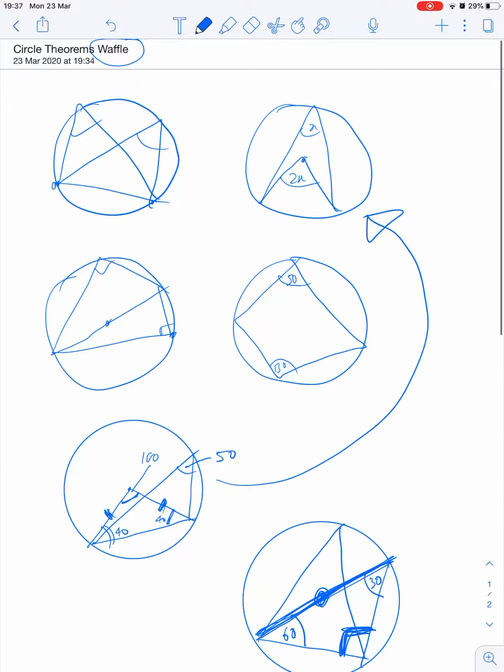I hope you enjoyed doing the sheet today. It should give you some more confidence and more experience. And then we'll try the quiz at the end, and I'll be monitoring it, see how you get on.